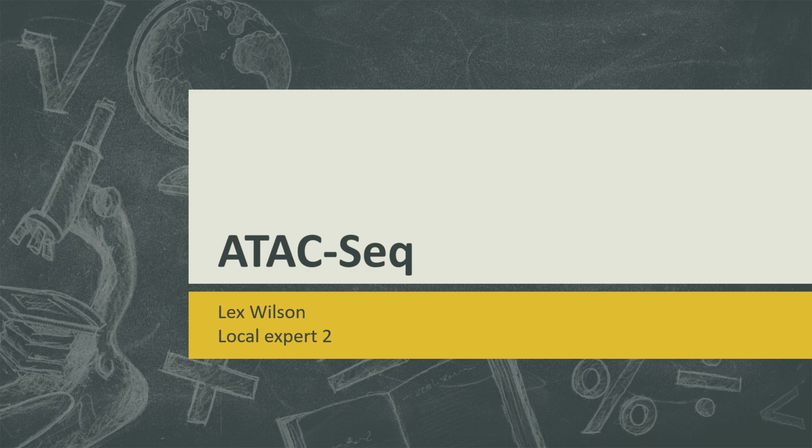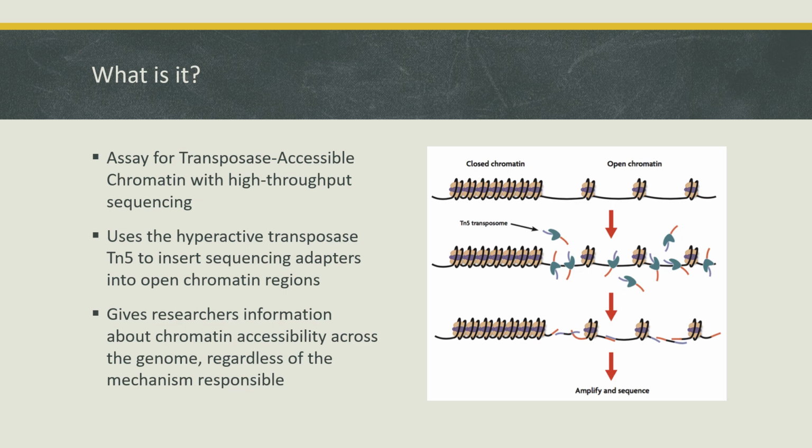So ATAC-Seq stands for Assay for Transposase-Accessible Chromatin with High Throughput Sequencing. This assay uses the hyperactive transposase Tn5 to insert sequencing adapters into open chromatin regions. This allows researchers to gather information about chromatin accessibility across the genome, regardless of the mechanism responsible.